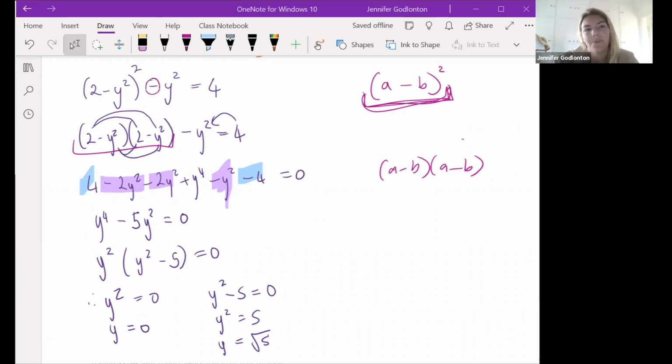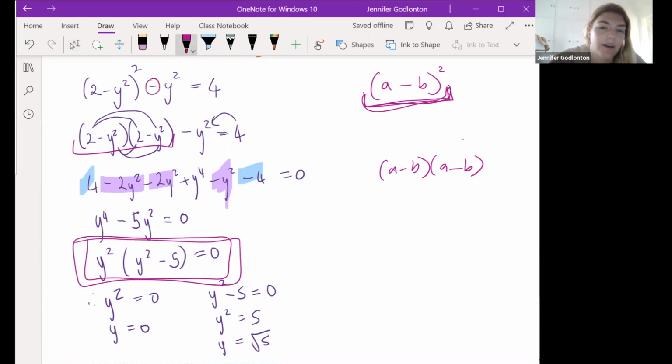Burlington, how can I help? Hello, ma'am. I just wanted to ask where we're factorizing or solving. Where were we factorizing? Yeah, like on the two equation. We factorized at that step over there. Yes, ma'am. Okay.